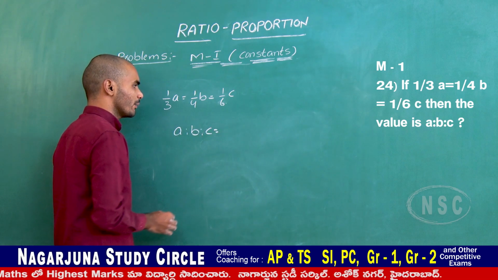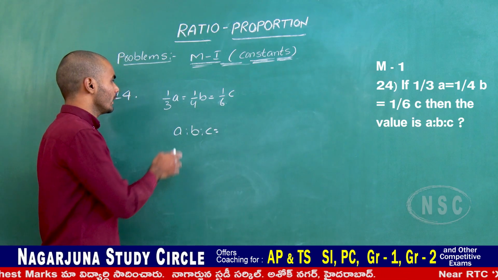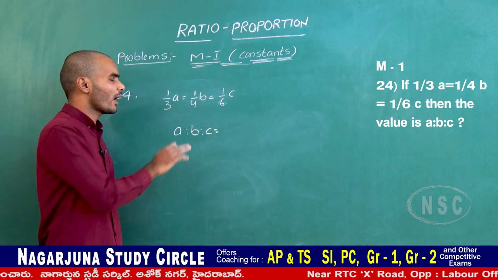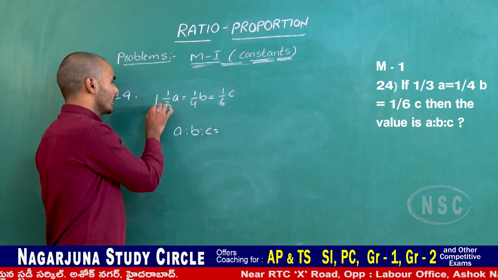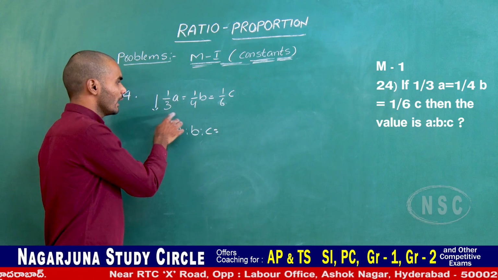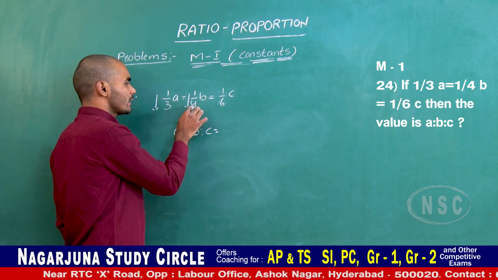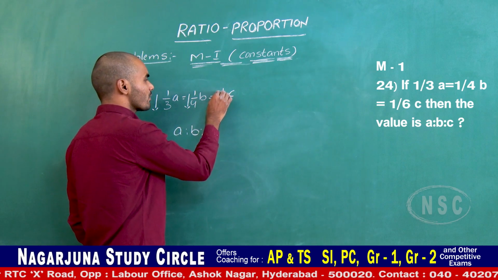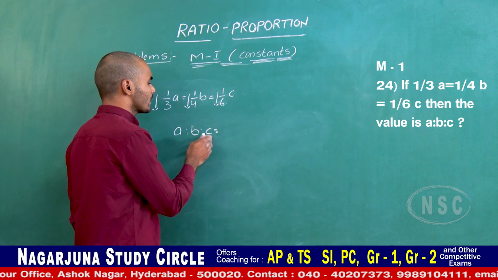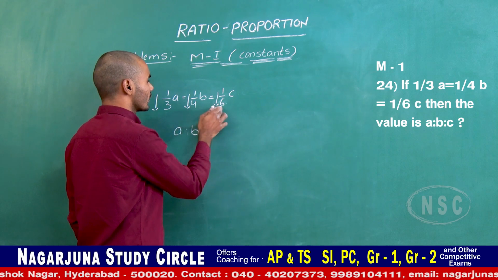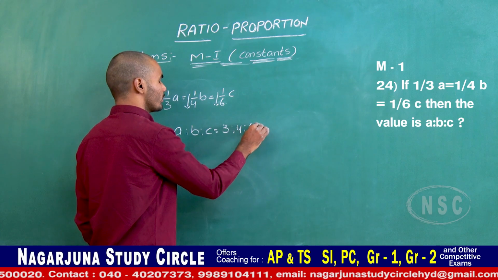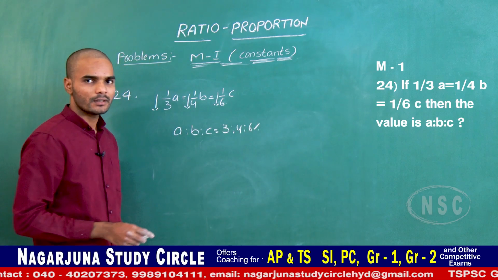This is very easy because we already know how to find the values of A, B, C. This is not an equation. The denominator of A is 3, this is the value of A. The denominator of B is 4, this is the value of B. The denominator of C is 6, this is the value of C. So A is to B is to C means 3 is to 4 is to 6. Just this is the answer. This is a previous SSC question.